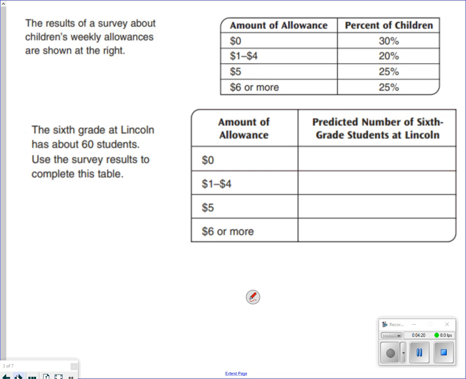Three, results of the survey. The sixth grade, so we have the same percentages at the top. $0 is 30%, 1 to 4 is 20. The sixth grade at Lincoln has about 60 students. Use this survey to complete the results. So what is 30% of 60?